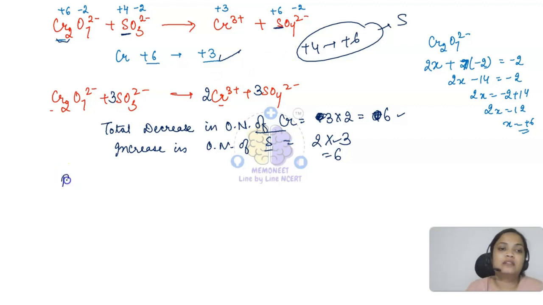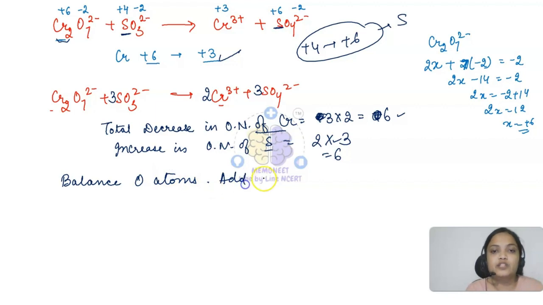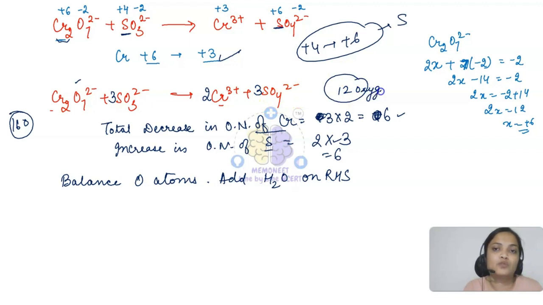Now you need to balance the oxygen atoms. So for balancing the oxygen atoms, students, add H2O wherever it is less, so on right hand side. Now let's count the oxygen atoms. Here I have 7, 3 3s are 9, 7 plus 9, 16 oxygen on the reactant side, and 3 4s are 12 oxygen on the product side. Okay, oxygen. Don't consider it as zero, it's oxygen. So it means I need to have 4 more oxygen on the product side. So I will add 4 H2O on right hand side.